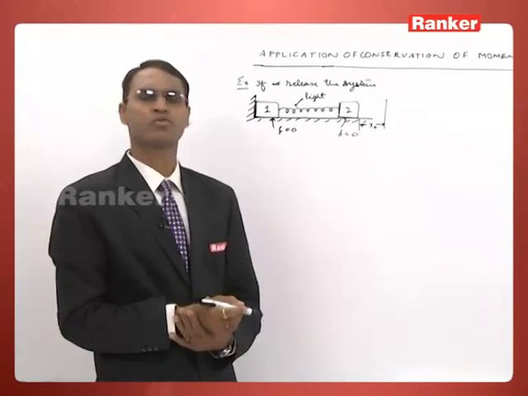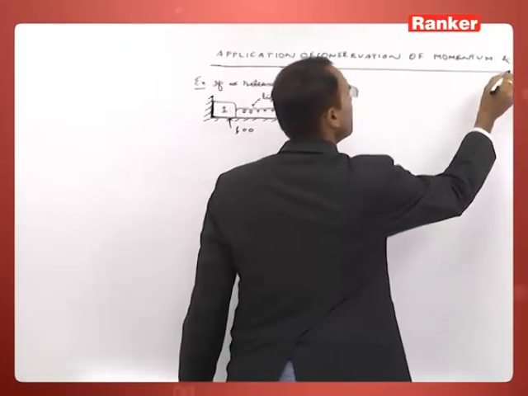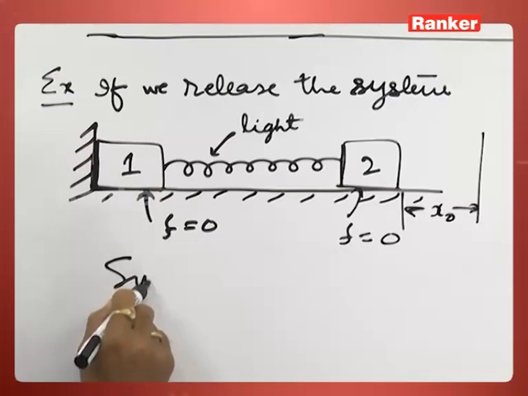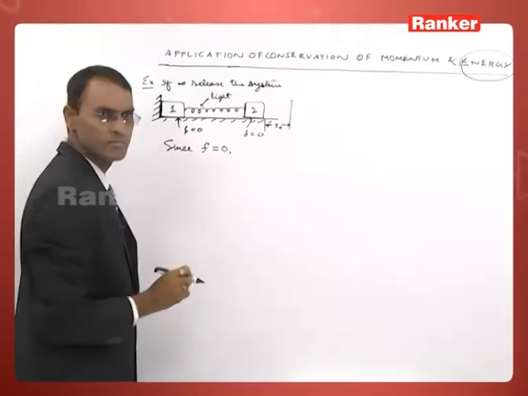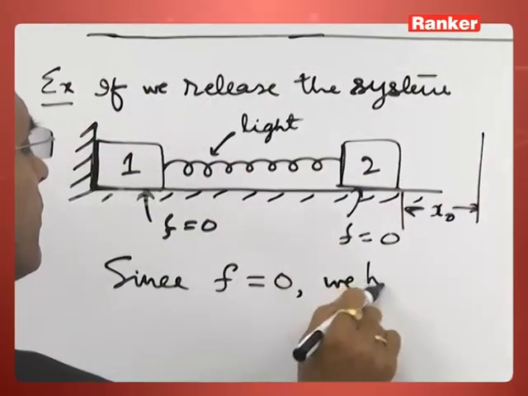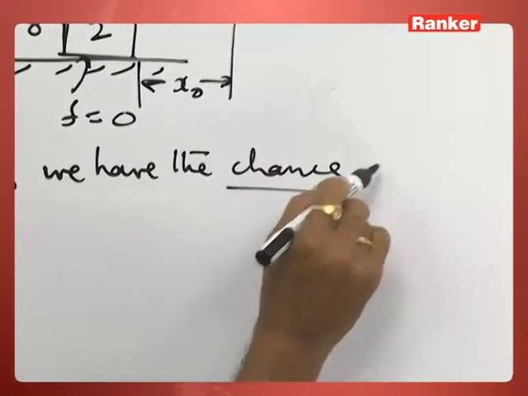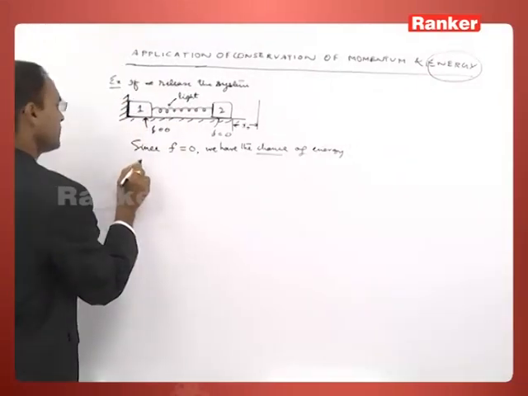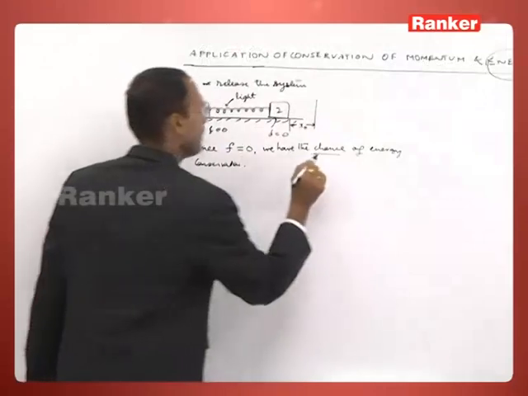Friction is a non-conservative force. When there is no friction, of course we can conserve the mechanical energy. Since friction is absent, we have the chance of energy conservation. We have the chance.